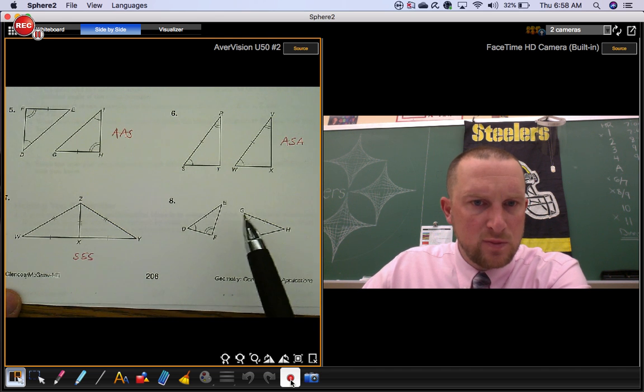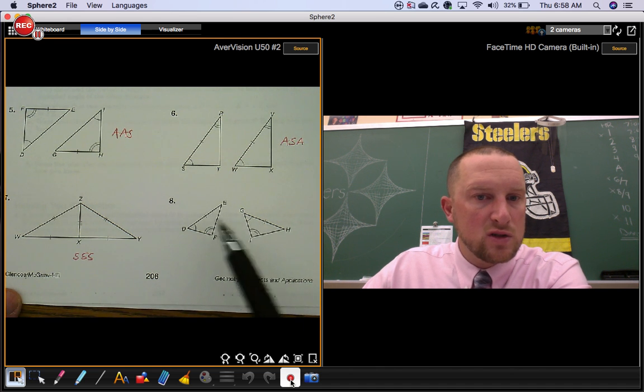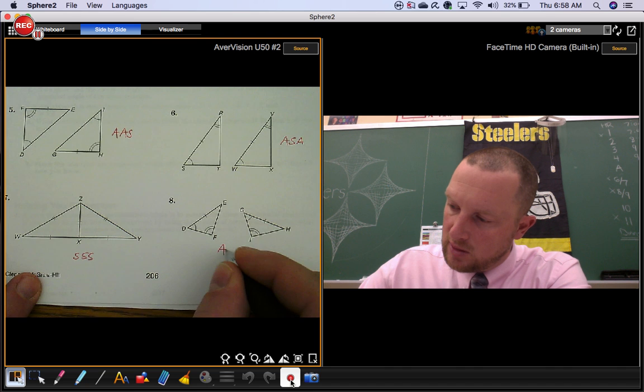Number eight, two pairs of congruent angles, one pair of congruent sides. They're not in between the congruent angles, and they are corresponding non-included sides. That's angle side.